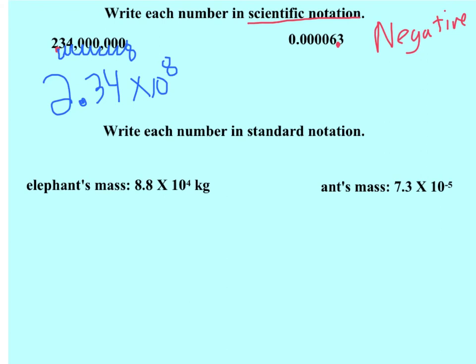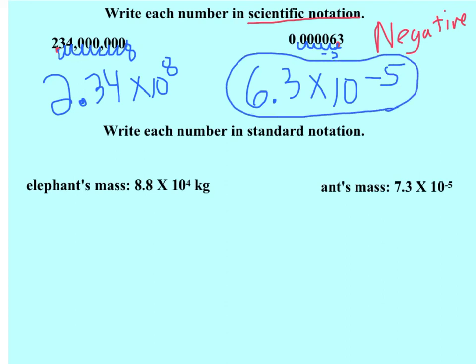Here we go. 1, 2, 3, 4, 5. So my new number is 6.3 multiplied by 10 to the negative 5. Okay, to the negative 5. The negative means that the number is very small and it's less than 1. Okay? I don't like to say left or right because that can confuse kids, so I try not to say that.